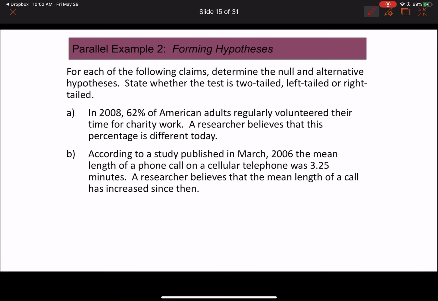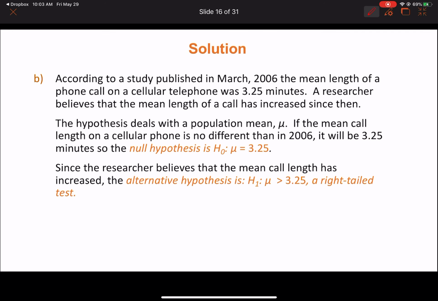Let's look at the next one. According to a study published in March 2006, the mean length of a phone call on a cellular telephone was 3.25 minutes. A researcher believes that the mean length of a call since then has increased. Okay, so let's take a look. We're dealing with a population mean, mu, because it says the mean length of a telephone call. So our null hypothesis would be H naught colon mu equals 3.25. Because we're dealing with a mean, we use mu.